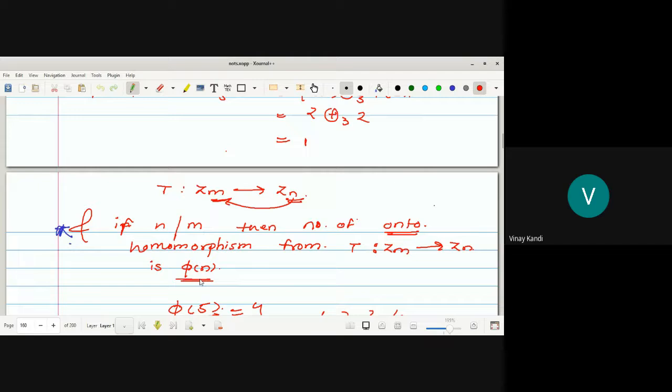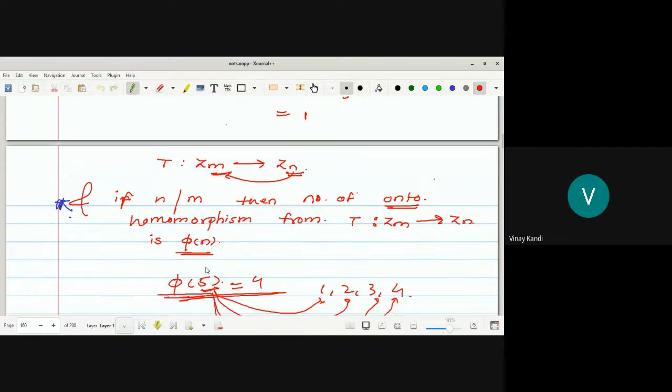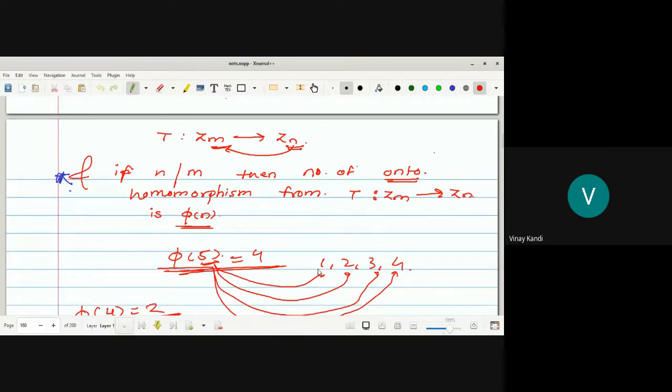What is phi of N? It is the Euler phi function: the number of integers less than N which are relatively prime to N. For N equal to 5, the total number relatively prime to 5 and less than 5 is 4. Look at it: GCD of 1 and 5 is 1, GCD of 2 and 5 is 1, GCD of 3 and 5 is 1, and GCD of 4 and 5 is again 1. So phi of 5 is equal to 4, the total number of integers less than 5 and relatively prime to 5.